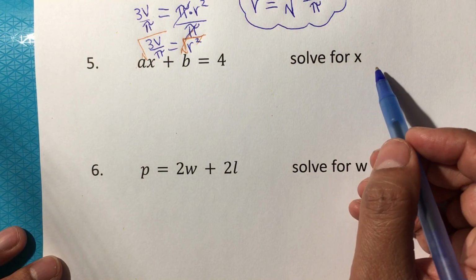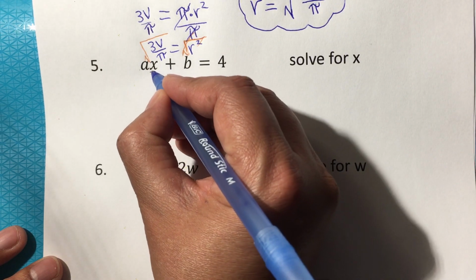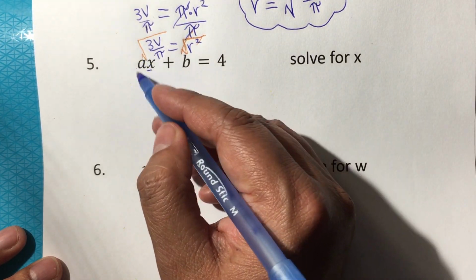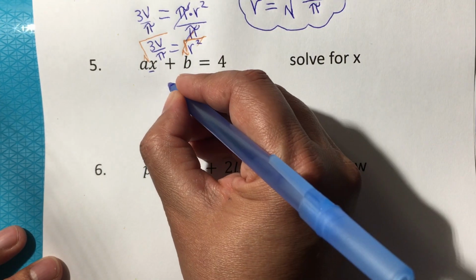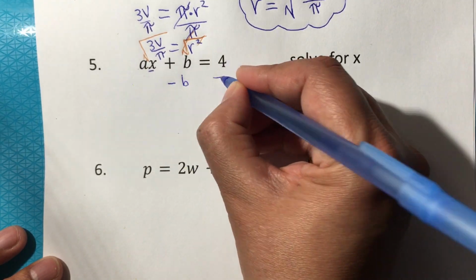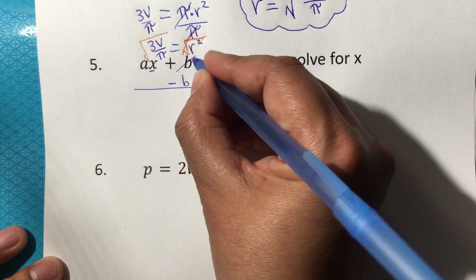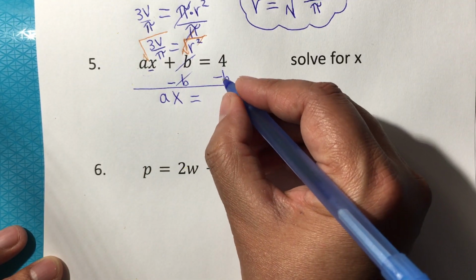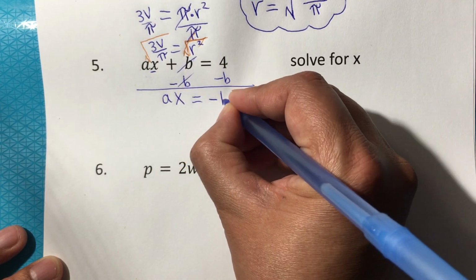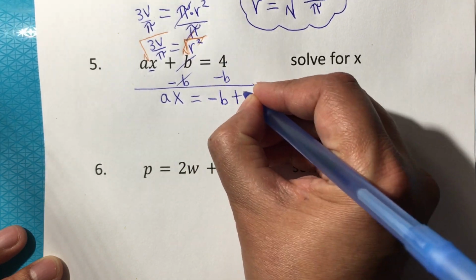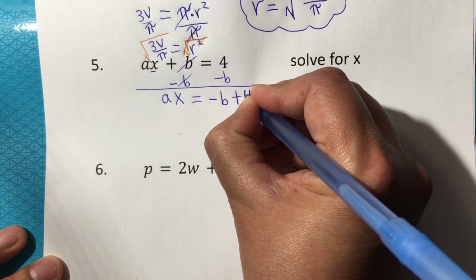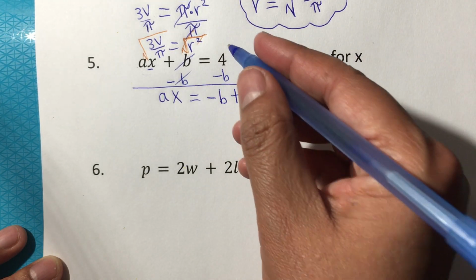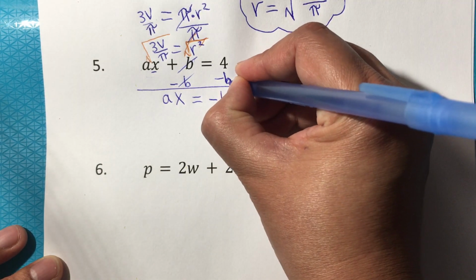But this one, it says solve for x. That means we're going to leave this by itself. We cannot touch that term until we get rid of other terms. So if we're adding b, the opposite is to subtract b. This cancels. You get ax equals, we put the variable term first, negative b plus 4. They're not like terms because one has a variable and the other one doesn't. It's not a 6, it's b.